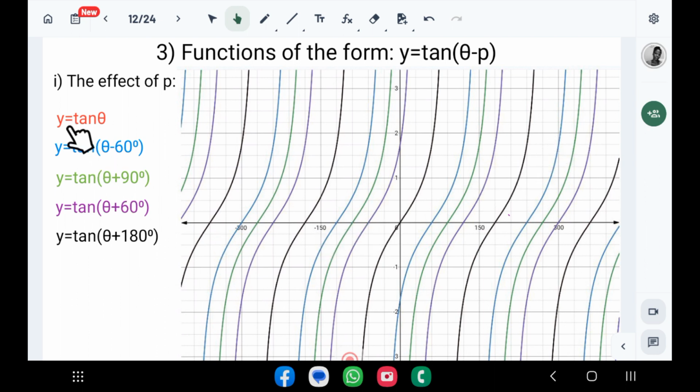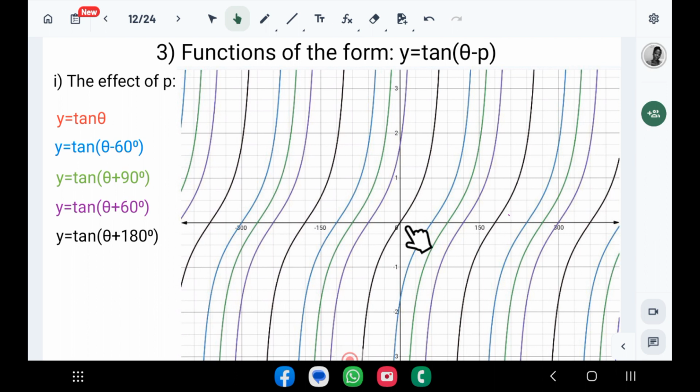For example, y equals tan theta is not shifted anywhere. It's right in the middle. Now notice that you've got a black one instead of a red one, and you will see why that is the case in a few moments. Now this one is shifted minus 60 degrees. It's shifted 60 degrees to the right. How do we then figure that out? By just looking at the graph. Okay, this is where the red graph is supposed to sit, right? The standard main one. All right, now this one is shifted, the blue one is shifted 60 units to the right.